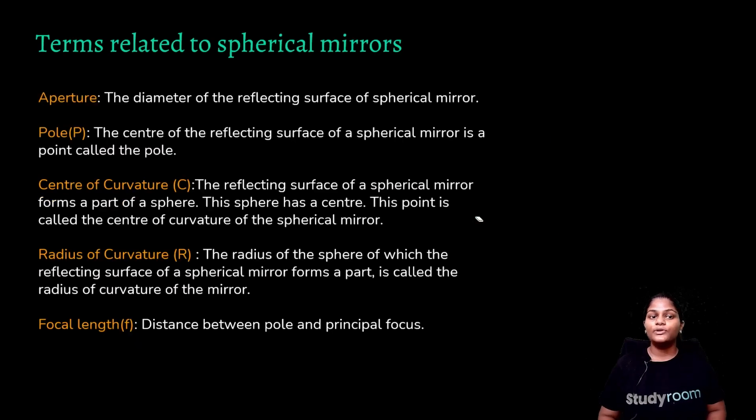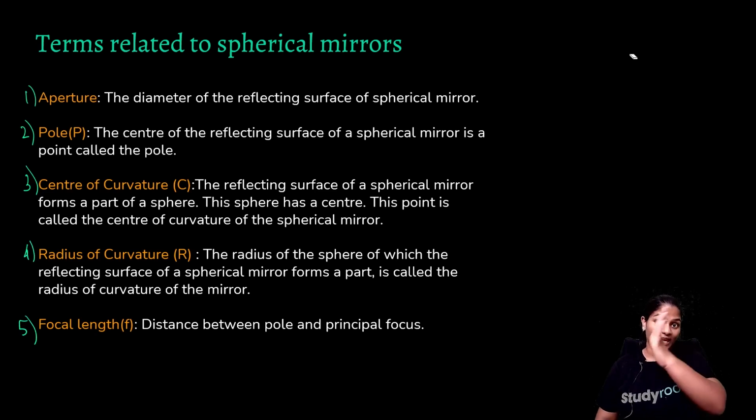Okay, now we are going to do some important terms related to spherical mirrors. So the terms are: 1 is aperture, 2 pole, 3 is center of curvature, 4 is the radius of curvature, and 5 is the focal length. Now I am going to use just one figure to explain all of this to you. I am going to do this in case of a concave mirror which is caving inside. Now you can draw it in case of a convex mirror for your practice.